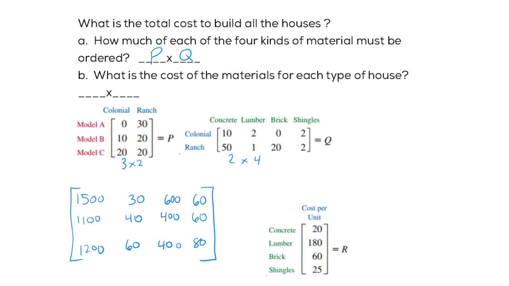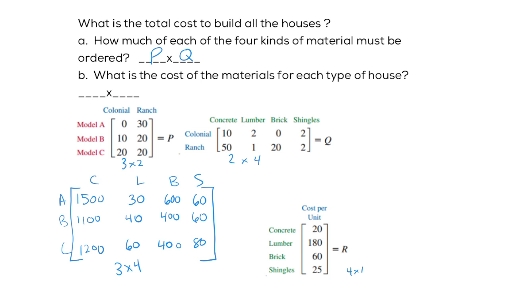Concrete, lumber, brick, shingles times concrete, lumber, brick, shingles. So I'm taking first row, first column, and I think this is helpful to understand. I should have done this first: these are the models, this is model A, B, and C, whereas this is your concrete, lumber, brick, and shingles. Then you can see you're going to be taking this 3 by 4 times this 4 by 1.